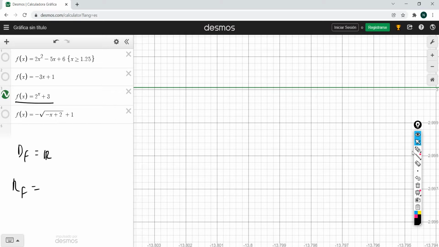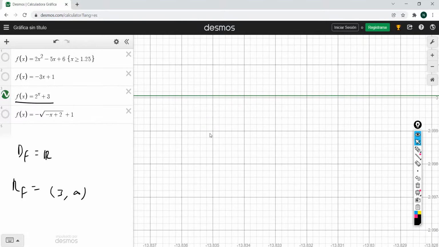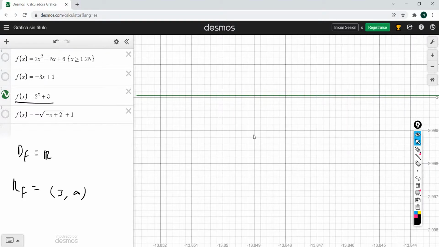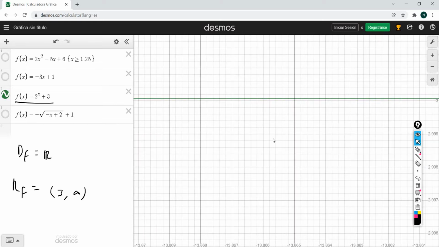So the conclusion is the range of this function f is all the numbers from 3 to infinity, not including the number 3. Why? Because the red graph never actually touches that number 3. You can do this more and more, and you will notice that it never touches it. So the number 3 should not be included in the range.